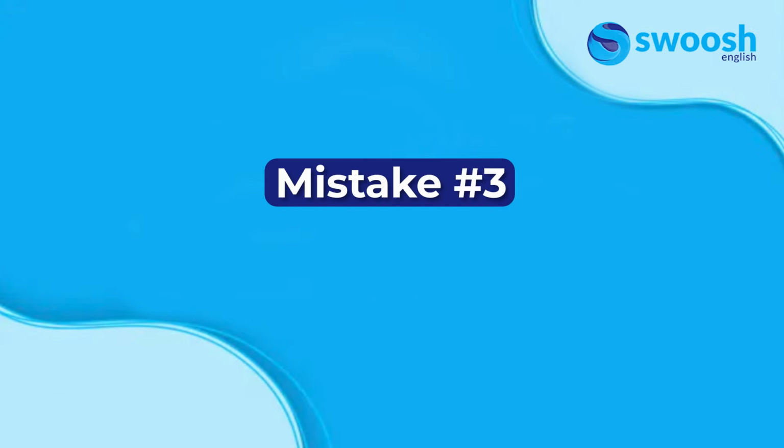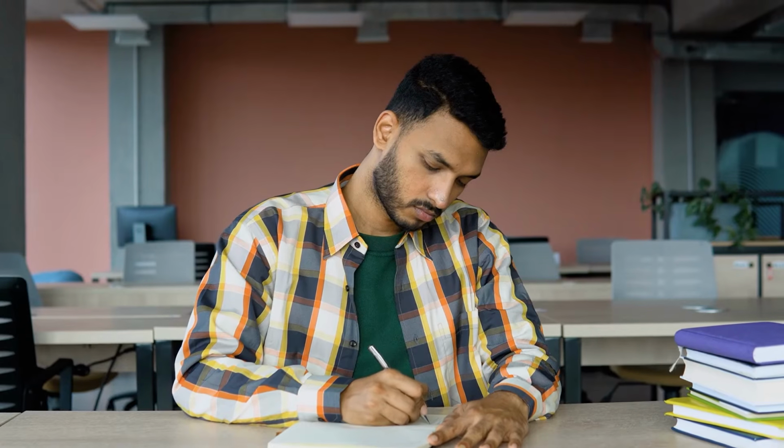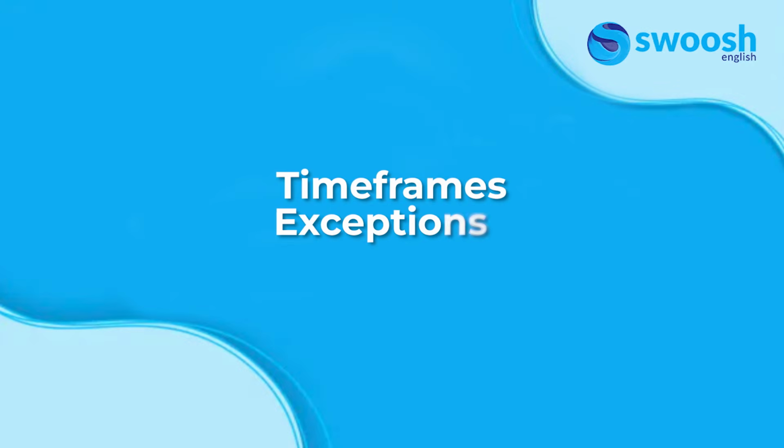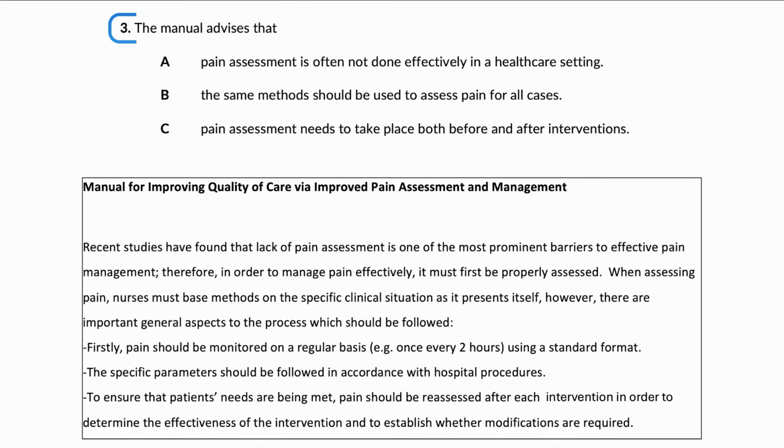Mistake number 3 is rushing and missing important details. The texts for Part B are short, but that doesn't mean they should be rushed or read too quickly. Sometimes getting the answer right can depend on understanding an important and sometimes subtle detail. You should pay attention to things like time frames, exceptions, or obligations. For example, seeing the difference between must or might. Let's take a look at an example. Let's look at question number 3.